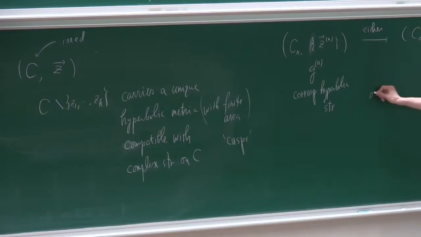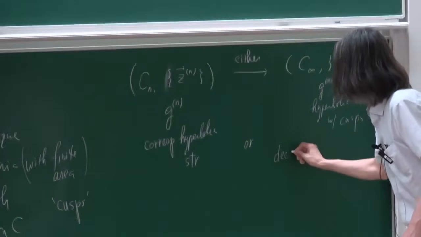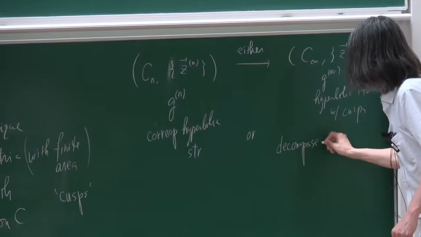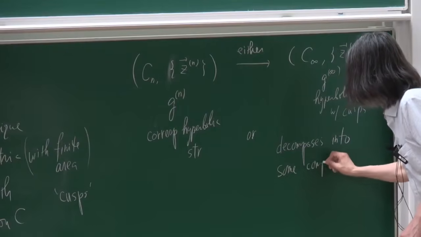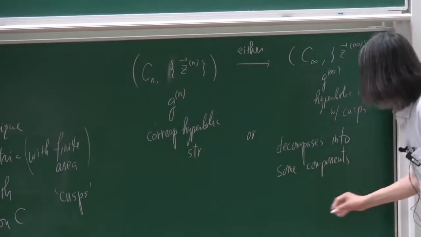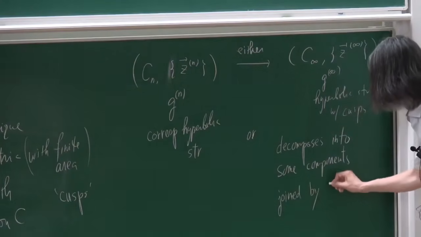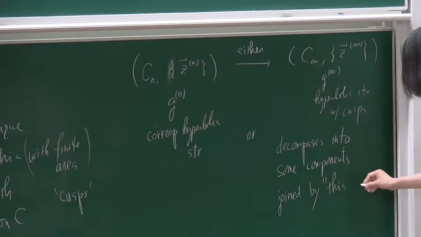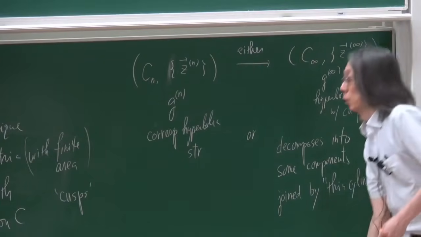or maybe C infinity has the same underlying surface, or it has a thin tube, so it falls apart, or decomposes into some components joined by thin cylinders. Something like this. So what does it mean?